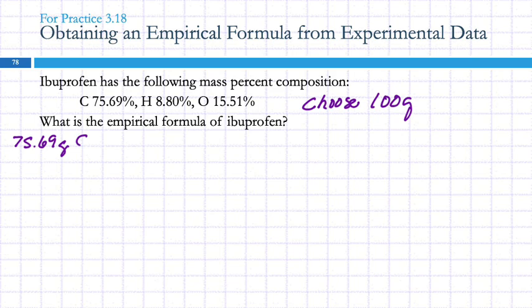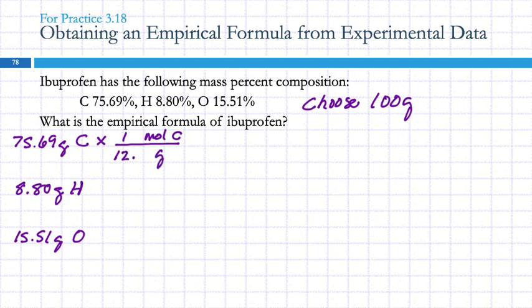75.69 grams of carbon, 8.80 grams of hydrogen, and 15.51 grams of oxygen. Convert to moles. So I want to go from grams of carbon to moles of carbon. And so that's going to involve the molar mass of carbon.